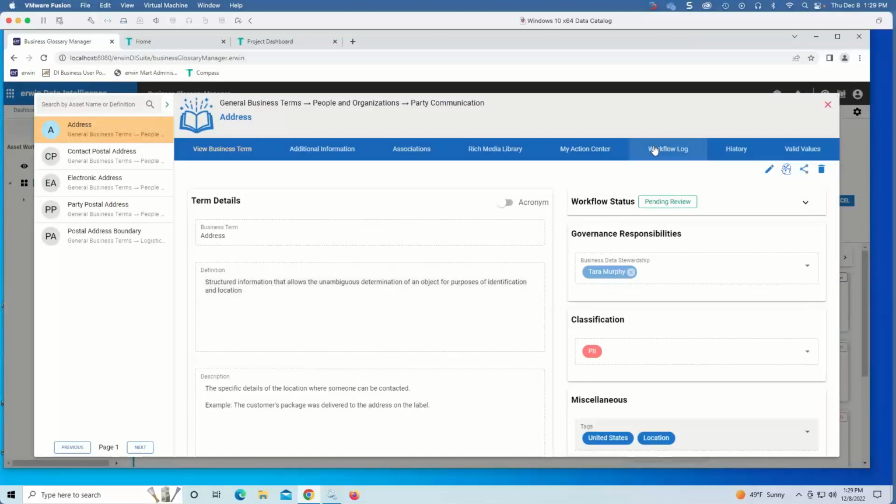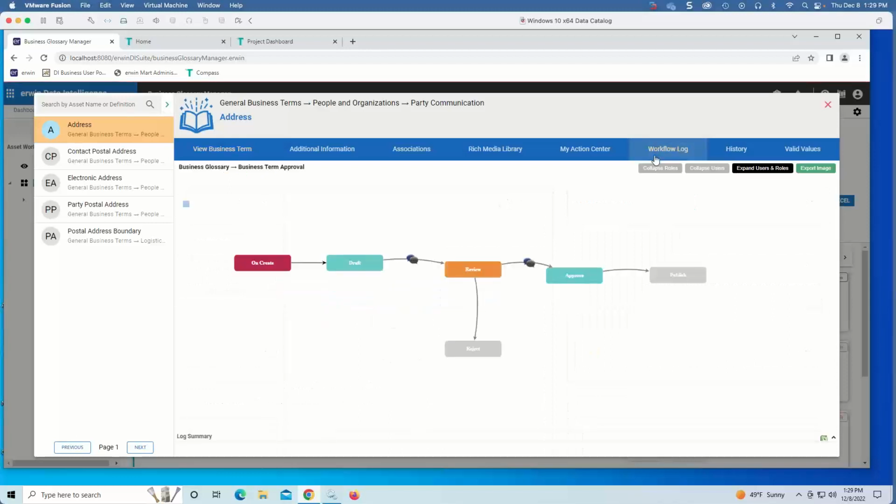And if I go to the workflow log, then I can see where this is in the workflow. So one of the things, like I said, that's kind of important is that if you don't have any way to determine whether something is compliant or whether something meets a certain standard, then you don't really have any governance, because this is the governance part of it.